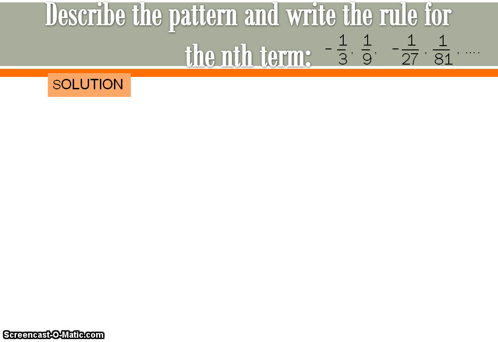Describe the pattern and write the rule for the nth term. So we have minus 1/3, positive 1/9, negative 1/27, positive 1/81. So we have powers of 3 on the bottom, 1's on the top, and it alternates between pluses and minuses. That would be the pattern. We have 3 to the 1, 3 squared, 3 cubed, 3 to the 4th. We have 1's on top, but we have these alternating signs.